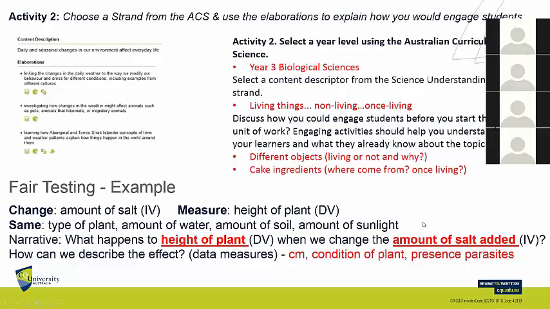Okay, our narrative there comes, and again we're talking about week 3 here, the narratives. What happens to the height of a plant, the dependent variable, when we change the amount of salt added, the independent variable? How can we describe the effect, that is the data measures, perhaps in terms of centimetres, condition of the plants, the presence of parasites, the immune compromised state of the plant as a result of consuming salt water? There are a whole range of ways that we can actually measure how the plants are doing.